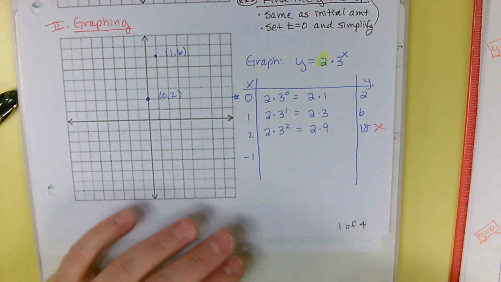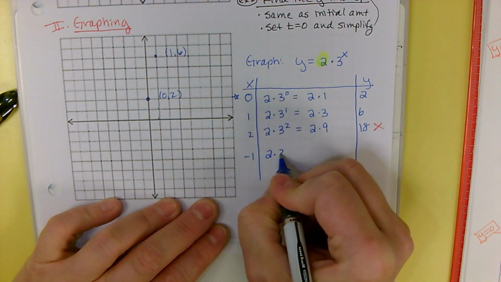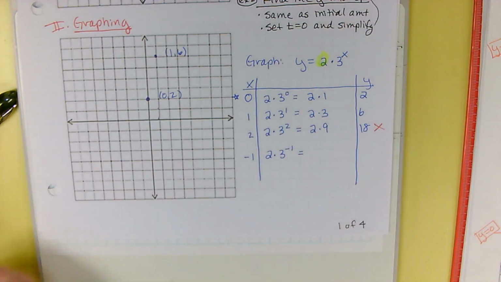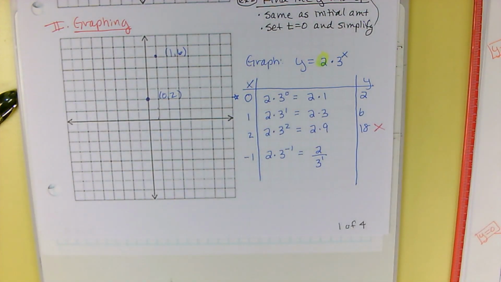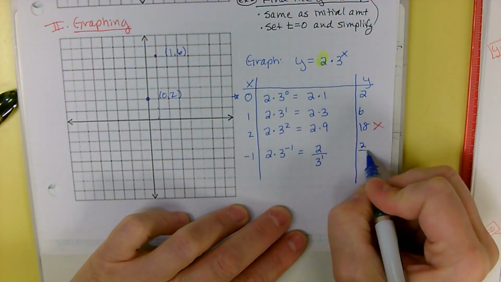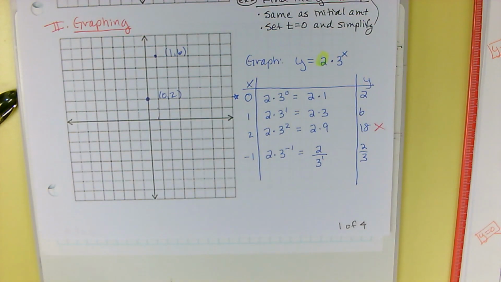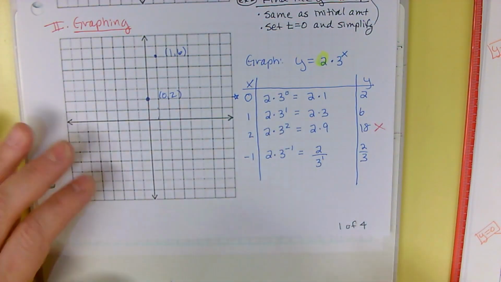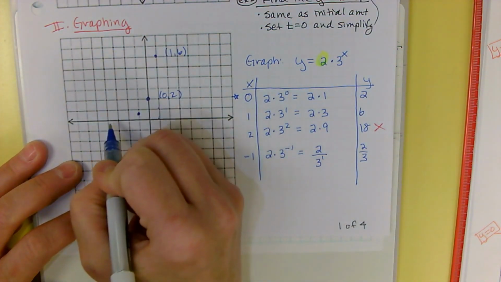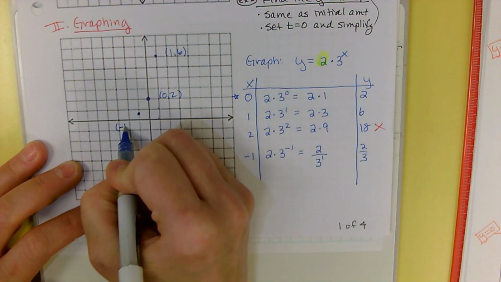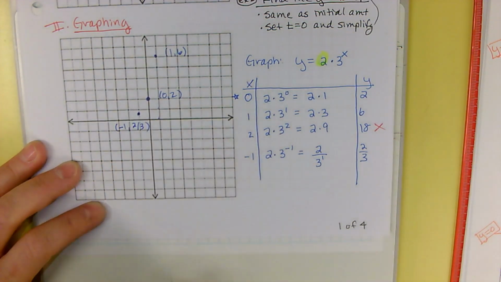Let's do the negative one, though. So 2 times 3 to the -1. Negative exponent means the 3 flip-flops to the bottom, and I have 2 over 3 to the +1, which is 2/3. You will get fractional points, and that is not only normal, it's a good indicator. So -1 up 2/3 is about there. I'm going to label it -1, 2/3.